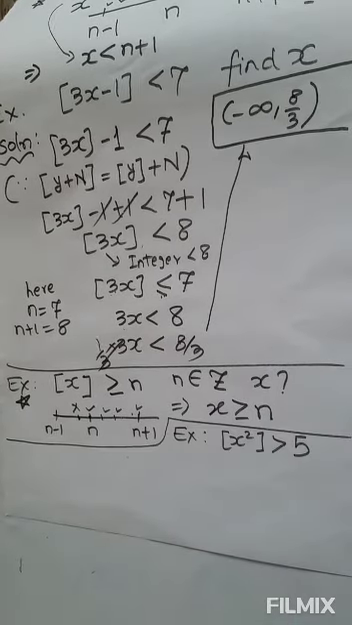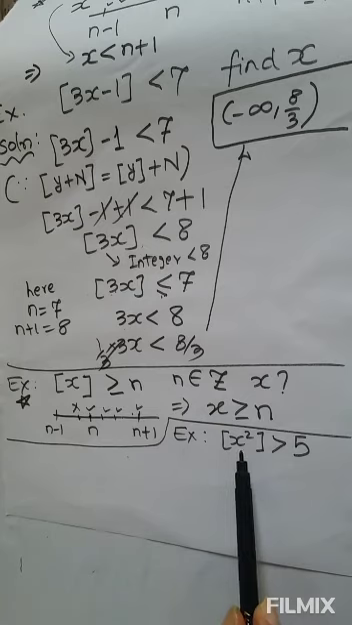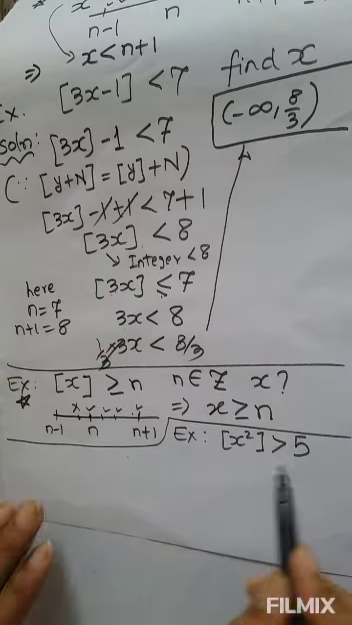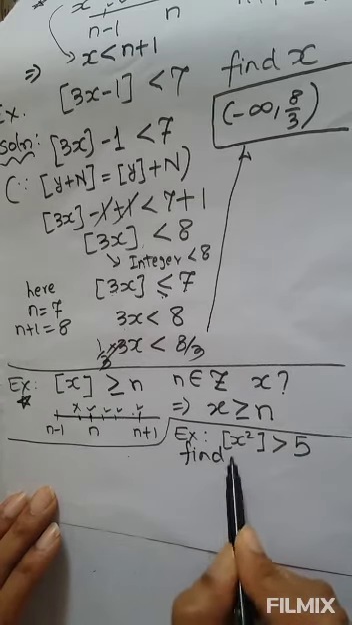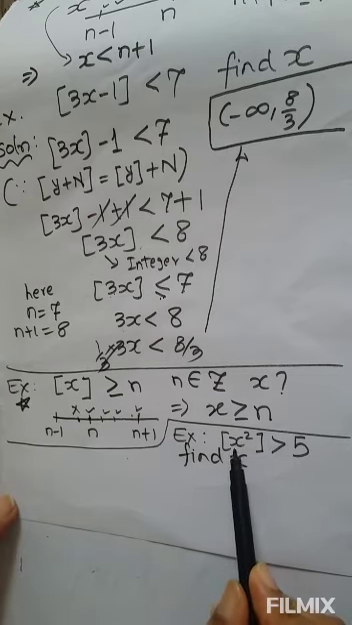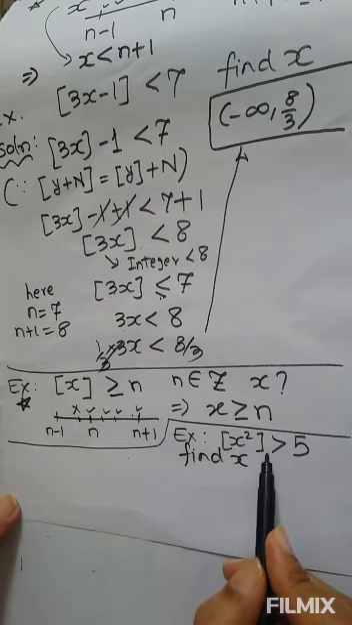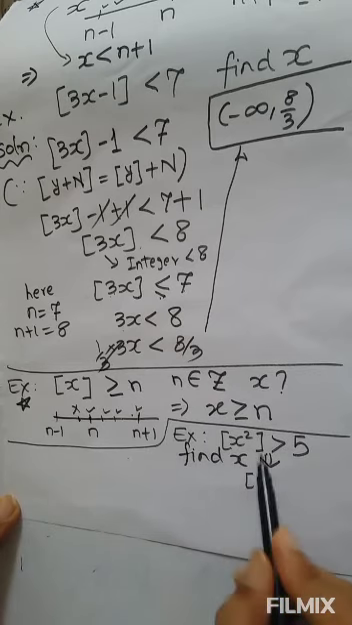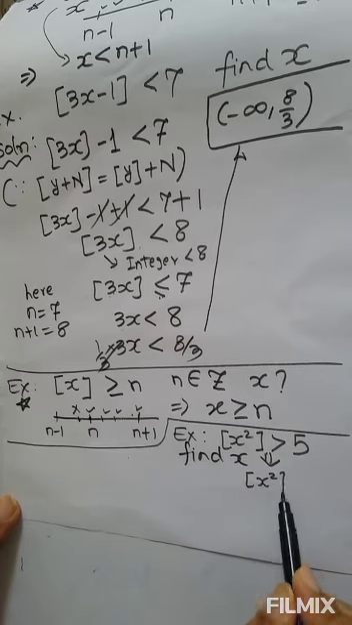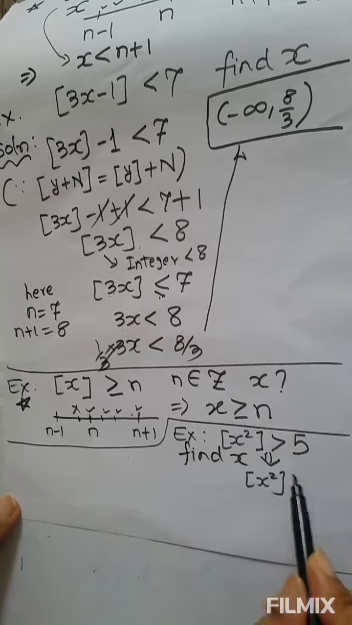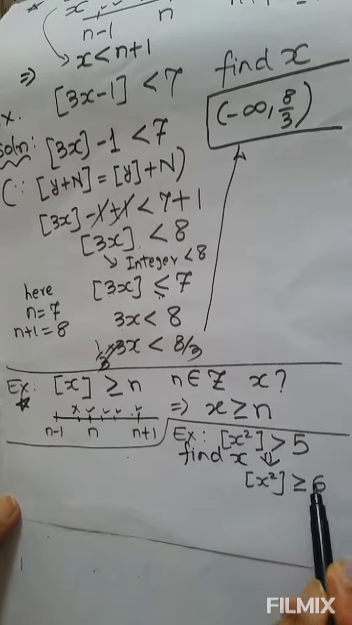Let's try a question. Greatest integer of x square is greater than 5. What is x? So first of all, an integer which is greater than 5 means what? This whole thing is an integer. So this integer, which we call x square, greatest integer greater than 5, means it should start with 6 and onwards.